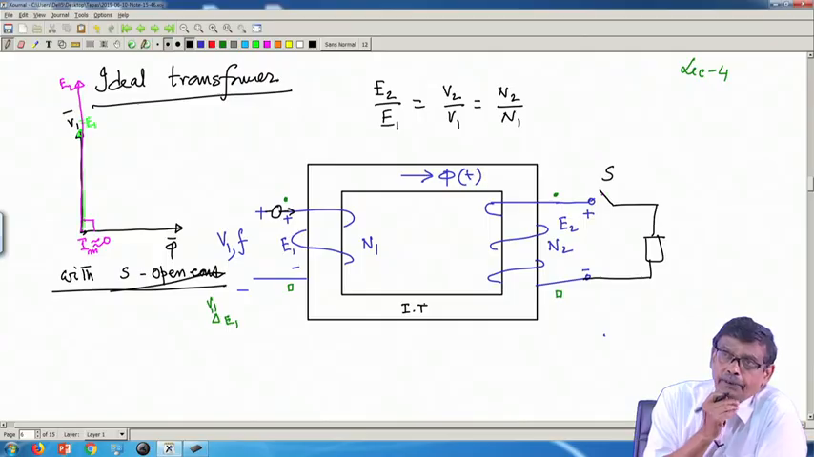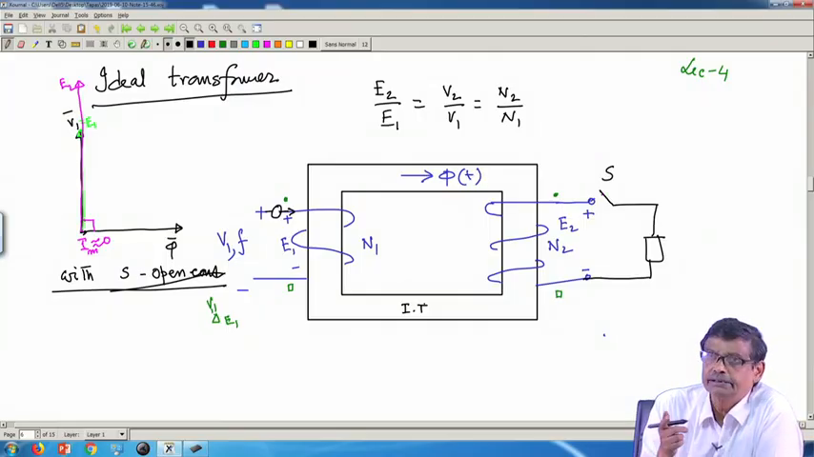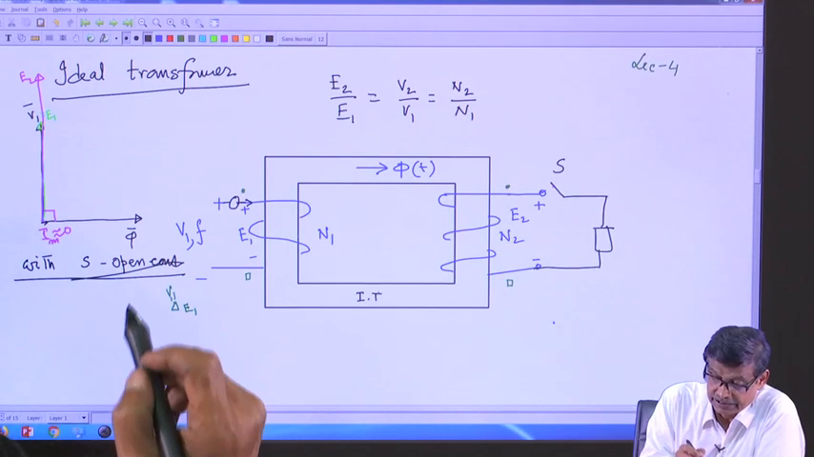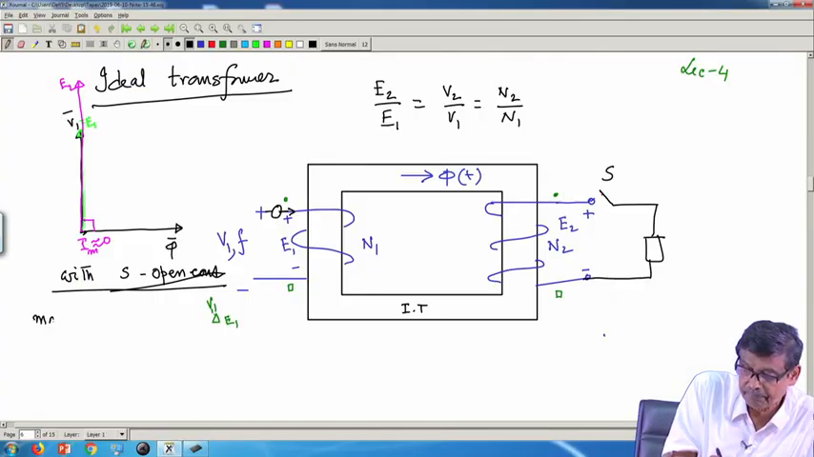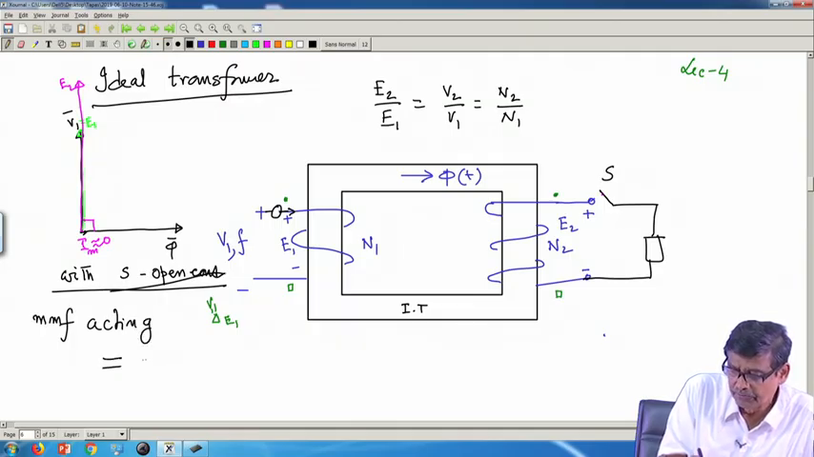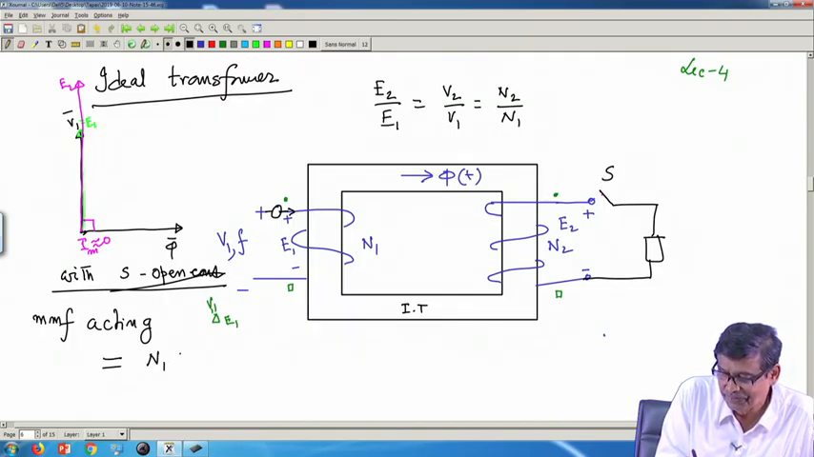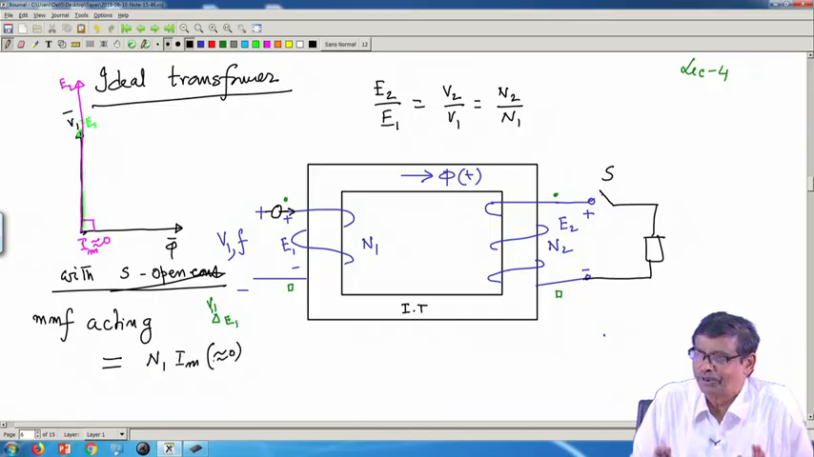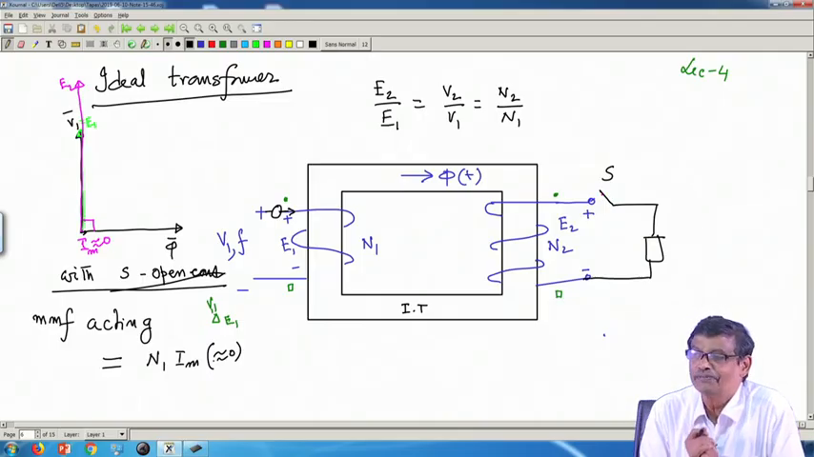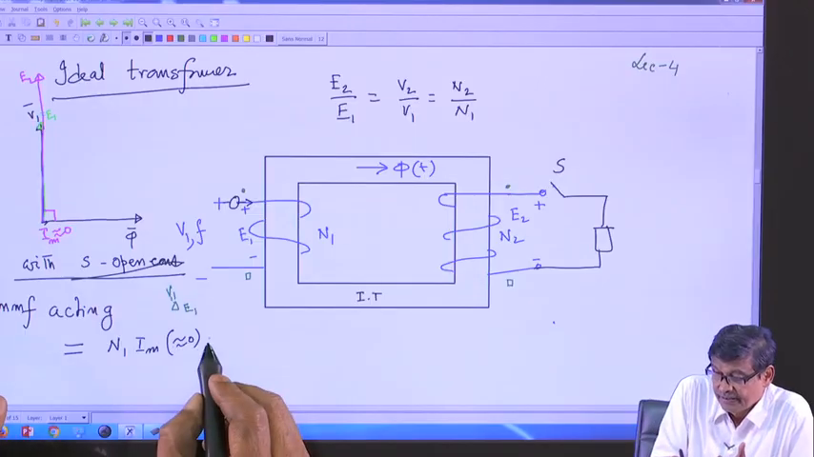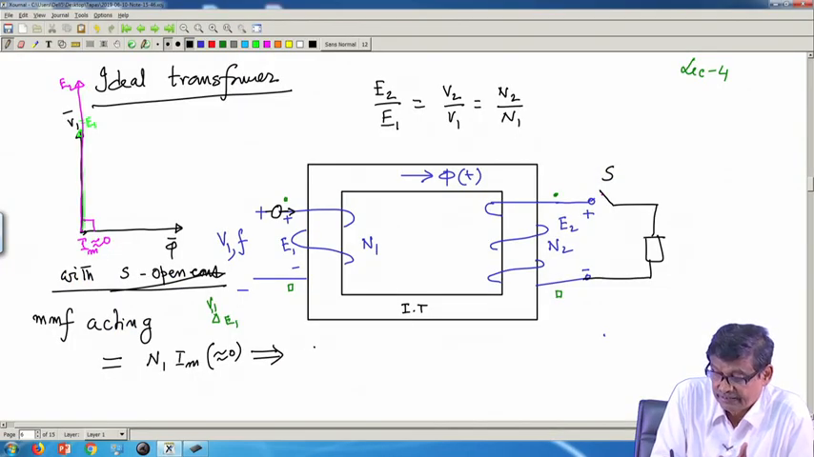Achha, when S is open, it is a magnetic circuit, single coil, and the MMF acting in this magnetic circuit with S opened is equal to N1 into this Im, the magnetizing current, which is very close to 0, no doubt. Is not, that was the net MMF which was acting, and this MMF created a flux phi.